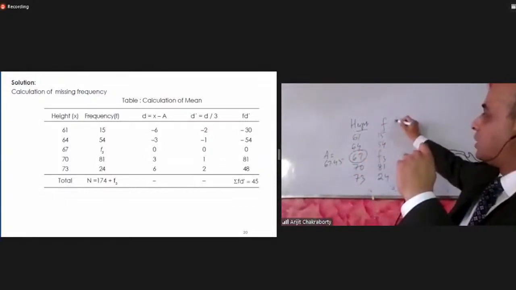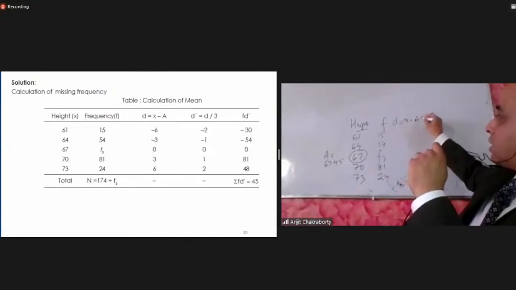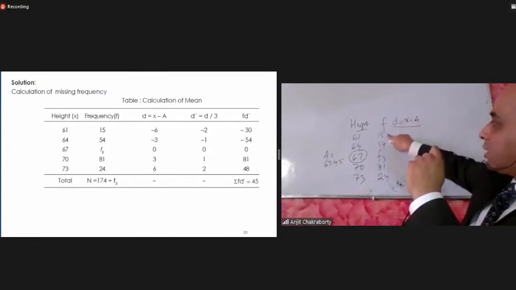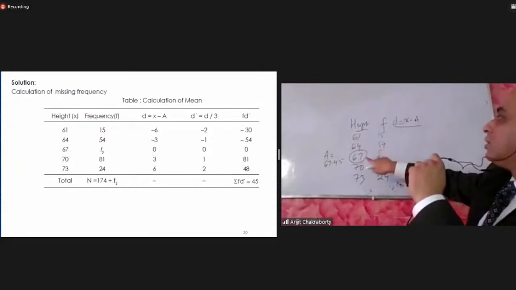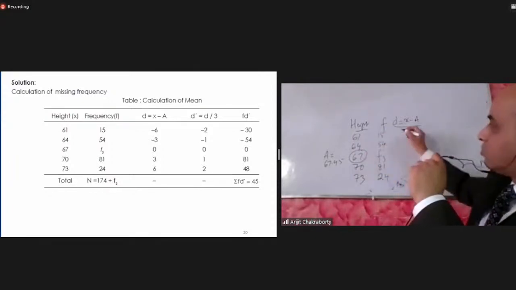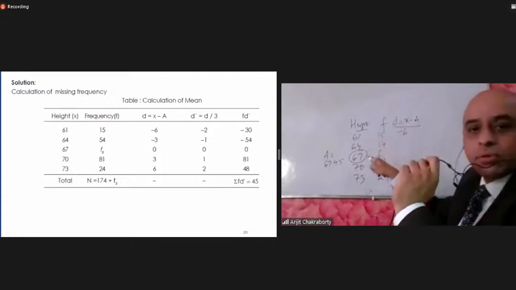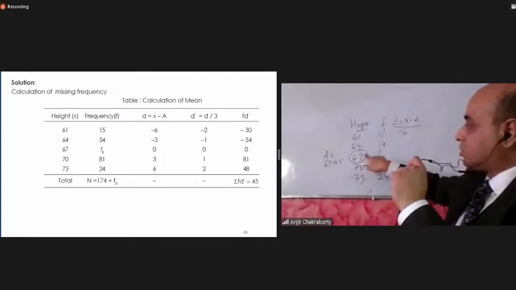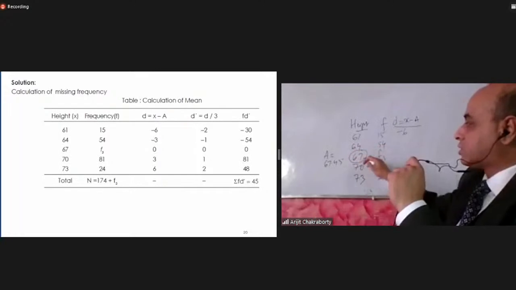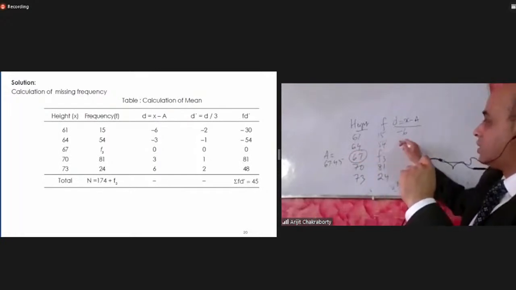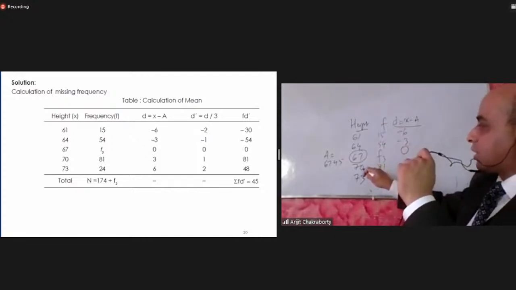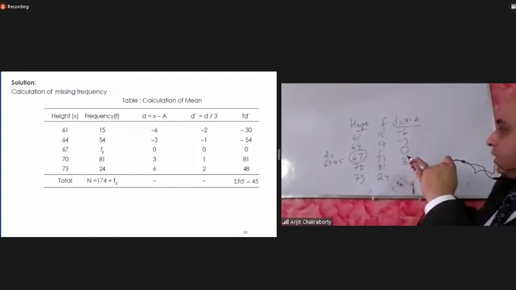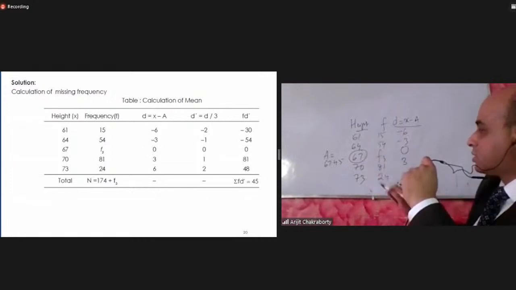So I'm writing the deviation d equal to x minus a. 61 minus 67 gives you minus 6. 64 minus 67, please note, the assumed mean I have circled, this is 67, so I'm getting minus 3. 67 minus 67 is 0. 70 minus 67 is 3. And 73 minus 67 is 6.